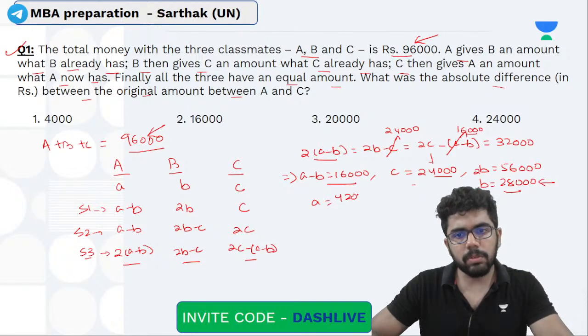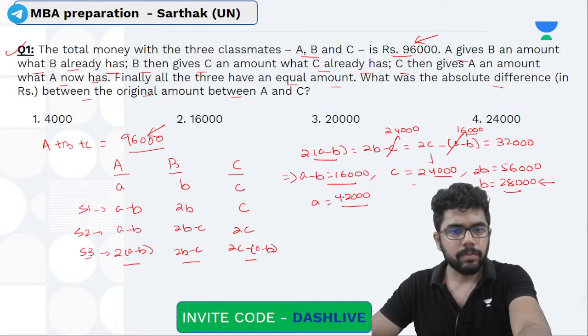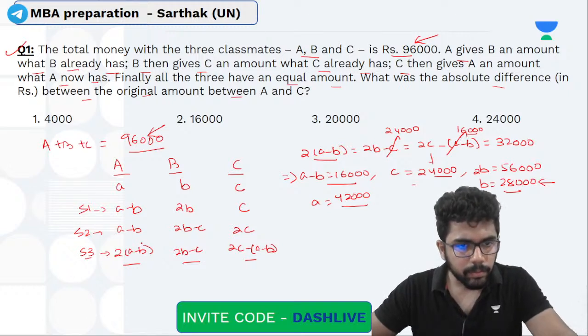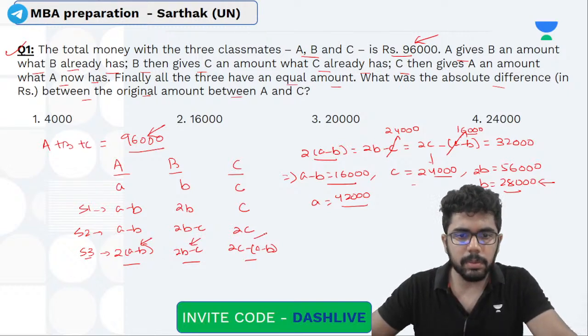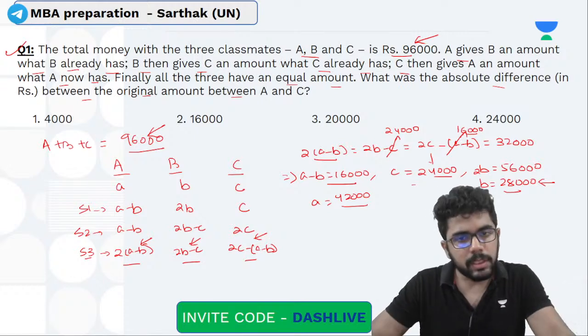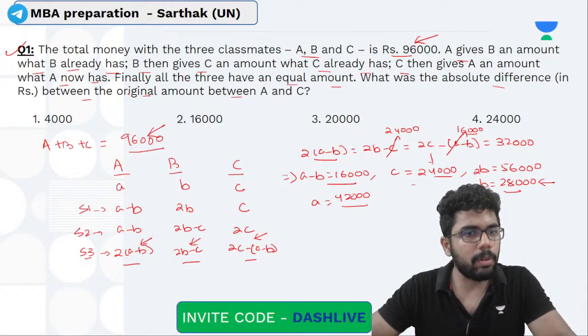So this is like 42,000. So now we can easily find the difference. The calculation part you can figure out. Basically, you have to understand this equation well. A is giving B what B initially has, B is giving C what C initially has, and C then gives A what A now has.